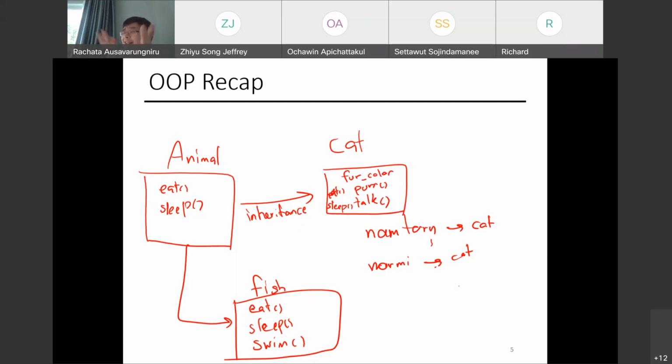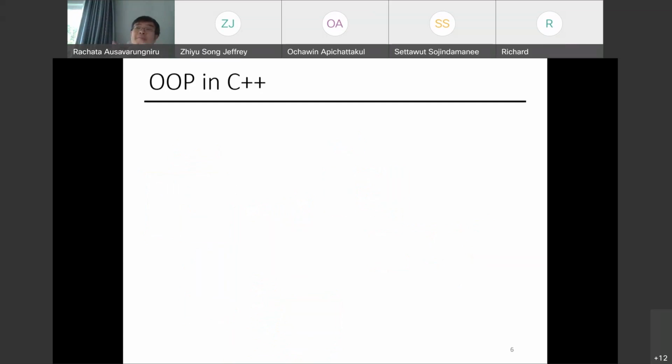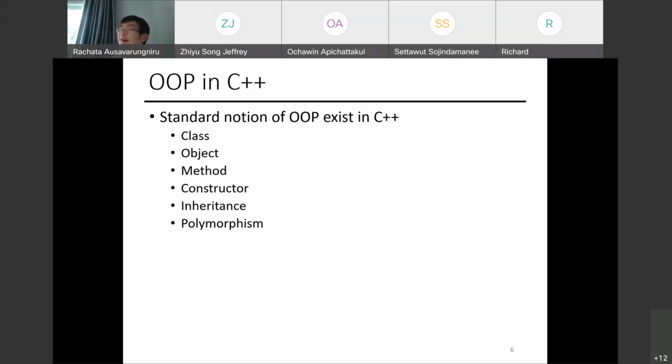Programmability is, as the name suggests, the ability for a programmer to actually program. It also has some tie to productivity, right? With object-oriented programming, it's much easier to write and develop your code. So that's why C++ is popular. C is fast. C++ is also fast, and it's also object-oriented programming. So the standard notion of object-oriented programming exists in C++. You can have a class, an object, a method, a constructor, interaction, and polymorphism.